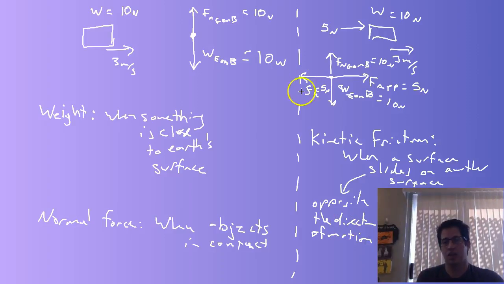Okay, and so that's kinetic friction. We have a similar situation here, except since friction was present, in order to push at a constant speed, we now had to push with 5 newtons of force.